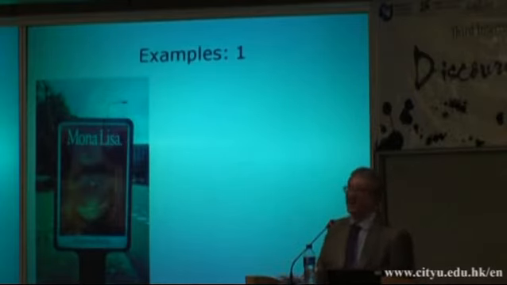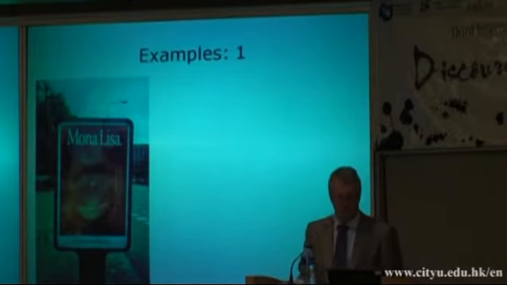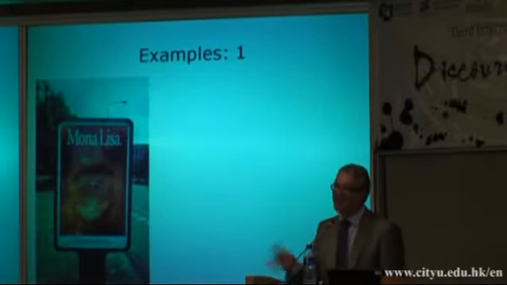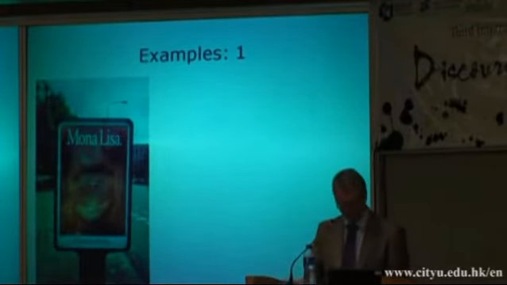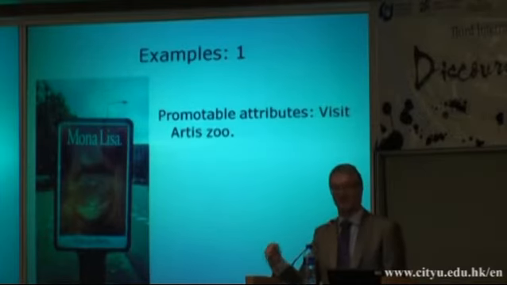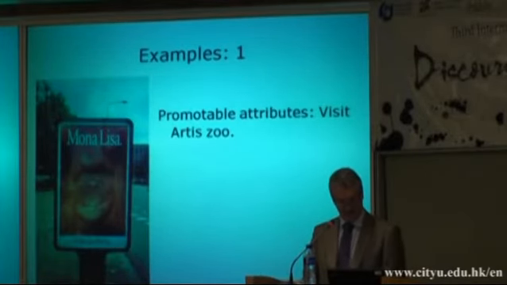And I have to tell you that Artis is the Amsterdam Zoo. And I love this one, so I take any opportunity to show it, even though it's one of my oldest examples. Okay, what are the promotable attributes? What needs to end up in the blended space? Visit Artis Zoo. That is what it needs to do.